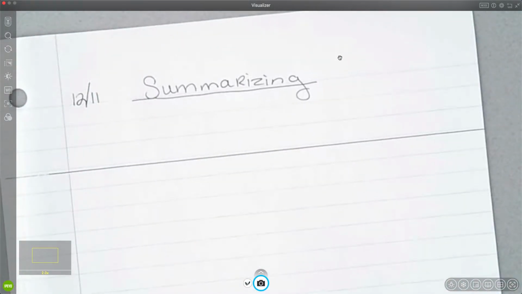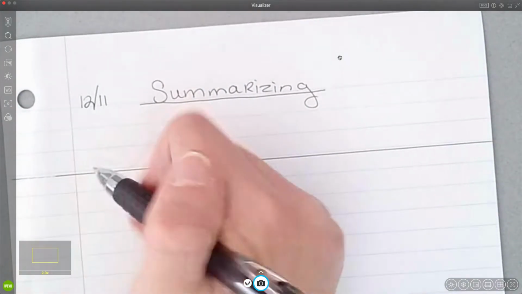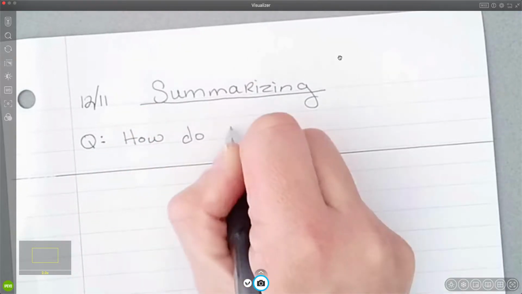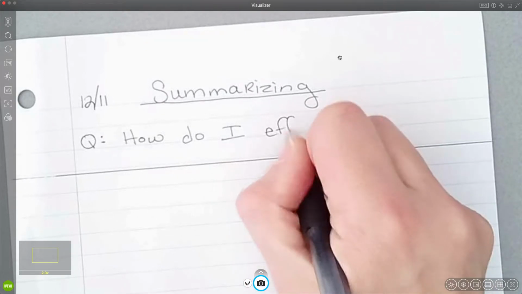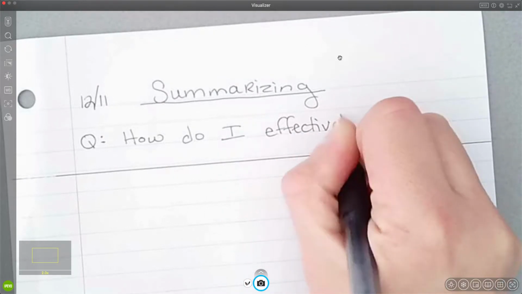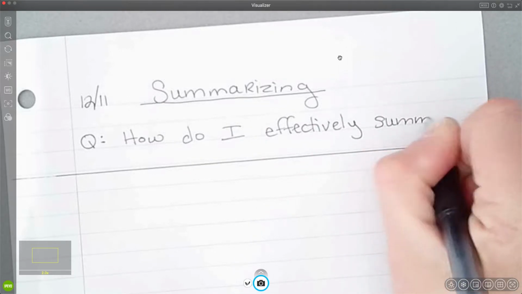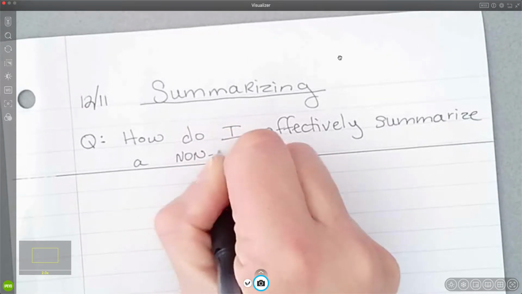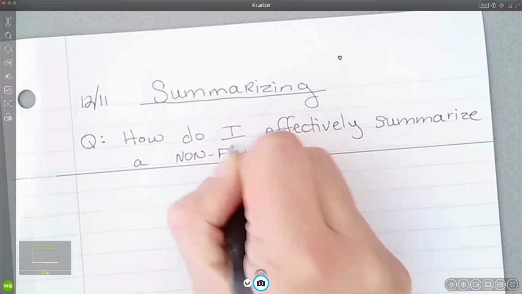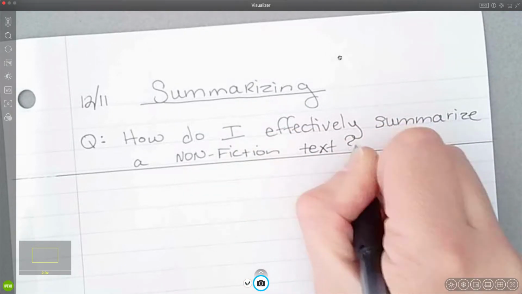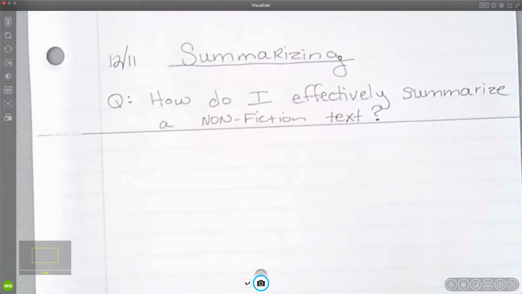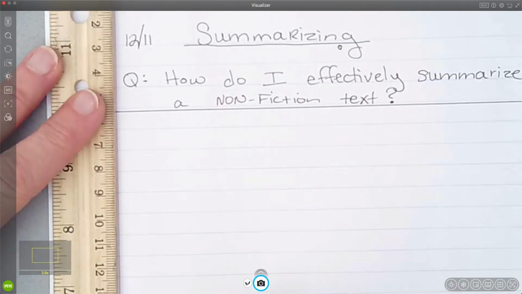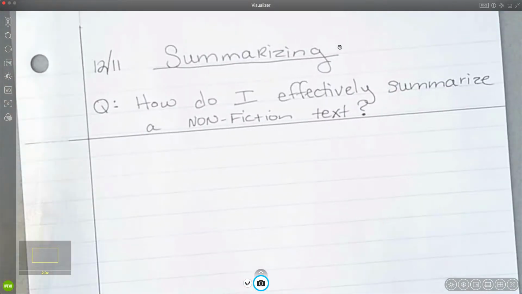We are going to ask an essential question as we do when we take Cornell notes. Our question is, how do I effectively summarize a non-fiction text? Question mark at the end. How do I effectively summarize a nonfiction text? Then on your red line, you are going to draw with your ruler another line because we are going to ask some questions on the side.